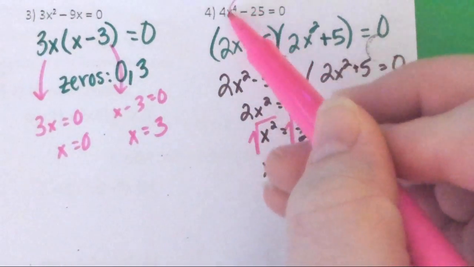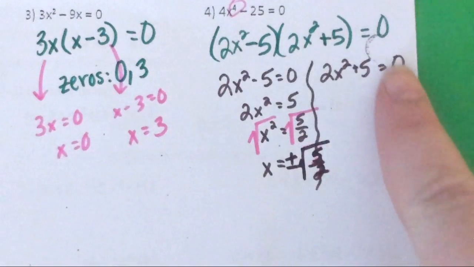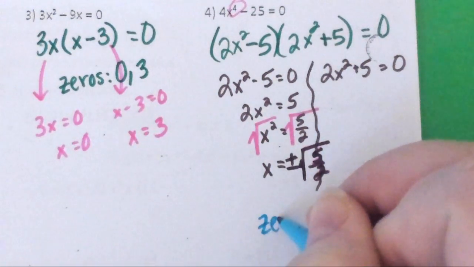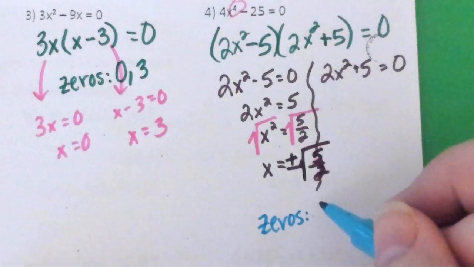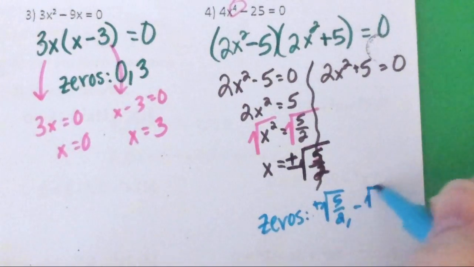But since we're x to the 4th, I was anticipating 4 zeros. We found 2 of them. I'm expecting to find the other 2 by solving this second equation. So if we had to make a list of zeros, right now I've got one at positive square root of 5 over 2, and I've got one at negative square root of 5 over 2.